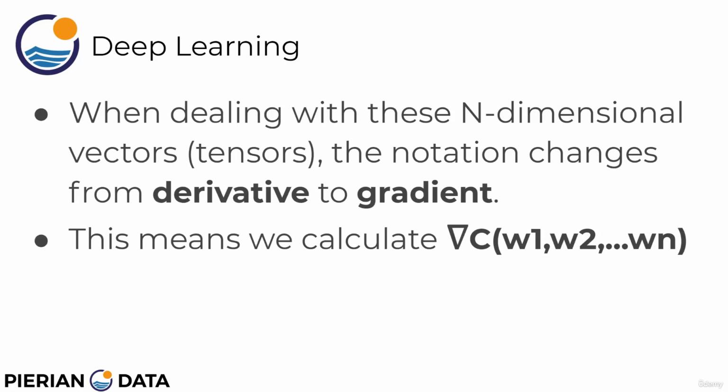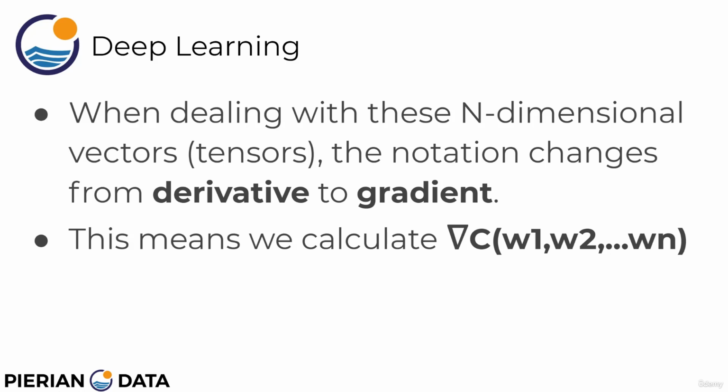When dealing with these n-dimensional vectors, otherwise known as tensors, the notation changes from derivative to gradient. That's why you've heard me say gradient a couple of times instead of derivative. When we're dealing with n dimensions, the correct term becomes gradient. That means we calculate the gradient of the cost function with respect to all these weights. If you see that upside down triangle, that's the way you notate gradient instead of just saying derivative.